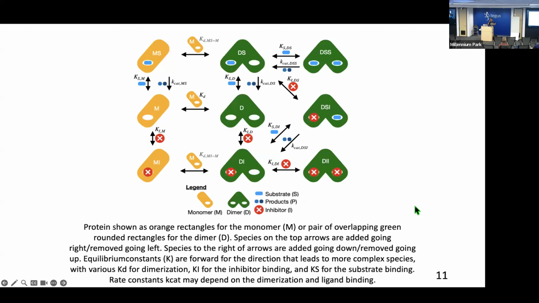So the assumption in this model, or that we made in this model, is that there's an equilibrium between all these states here that occurs fast compared to the rate of catalysis. This is a pretty common assumption in biochemistry, but they are typically using simpler models. But we decided that we needed to have this more complex model in order to describe what was going on.